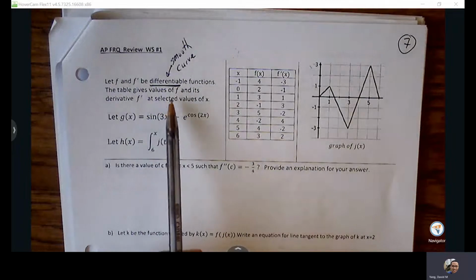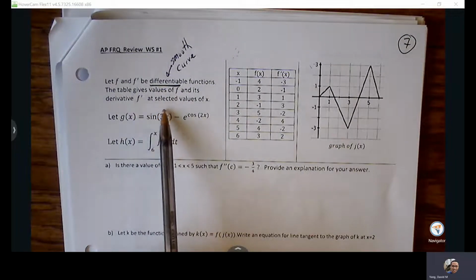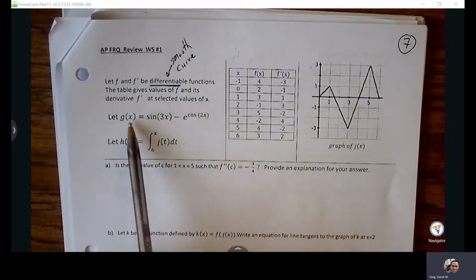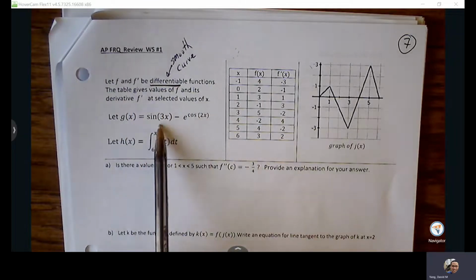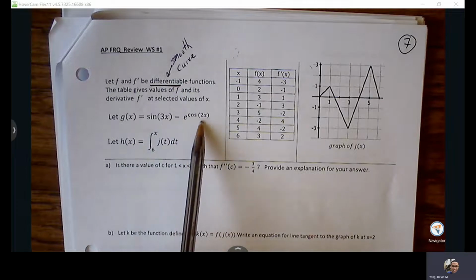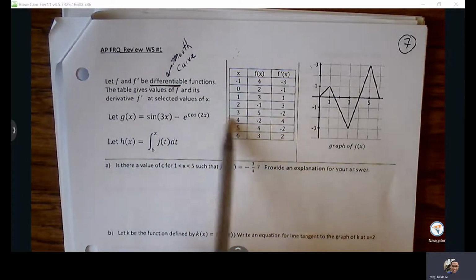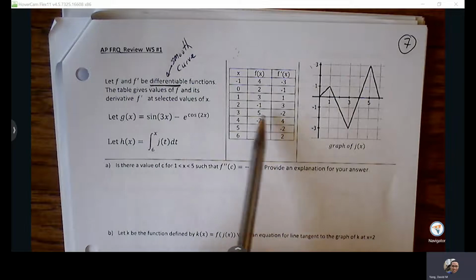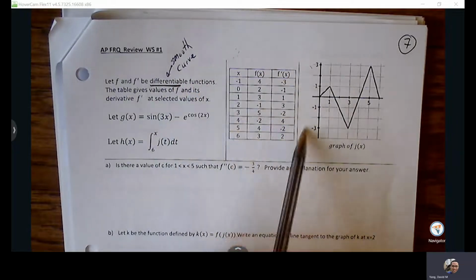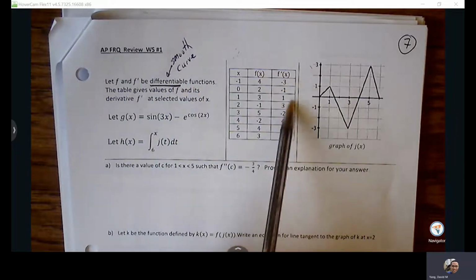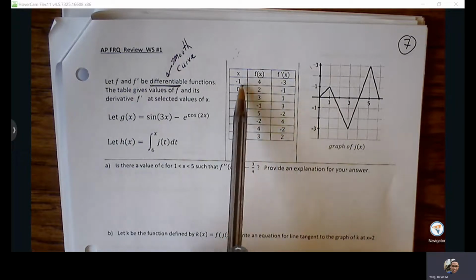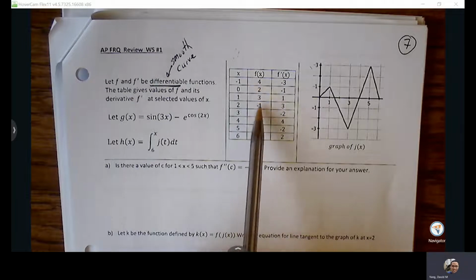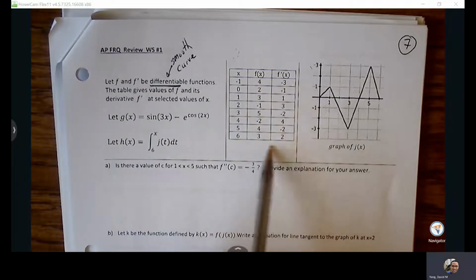A table gives values of f and its derivative f prime at selected values of x. Okay, a lot of different things are shown here. We have g of x, which is sine of 3x minus e to the cosine 2x. We have a table of values for f and f prime. So that's what this is referring to, the smooth curve all the way through. There are no sudden points and no slopes that are undefined. Even though we're not seeing all the values in between, we know there's not going to be any surprises for values that we don't see.